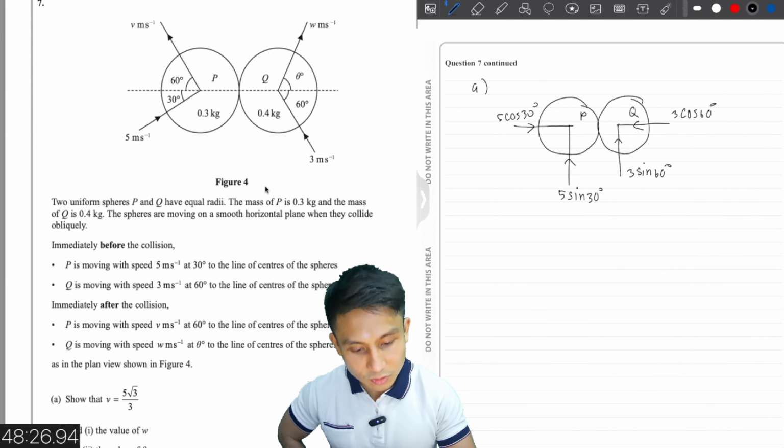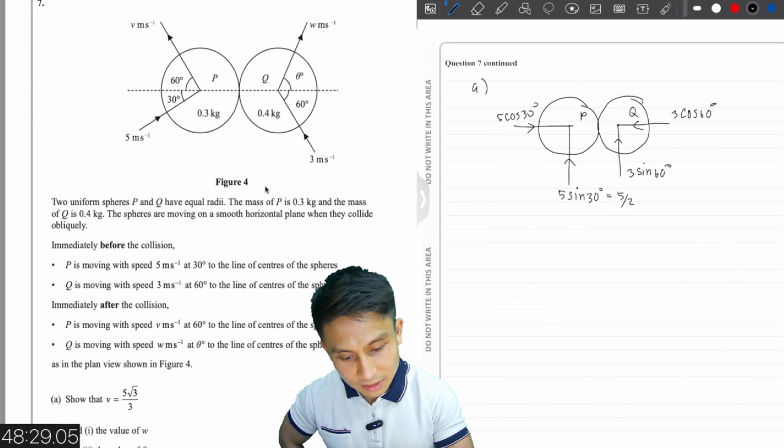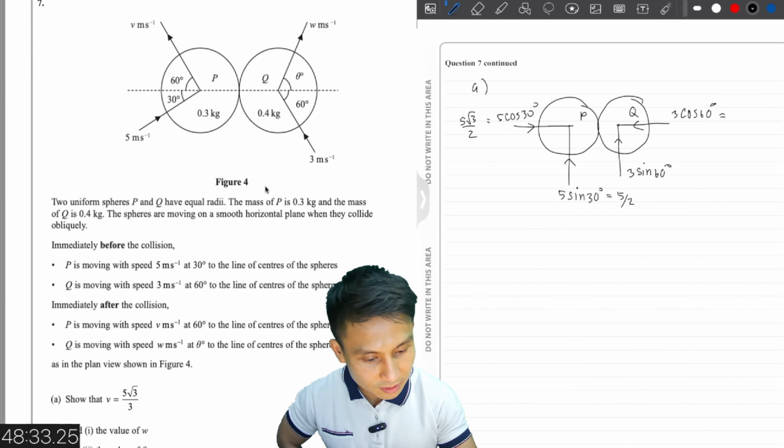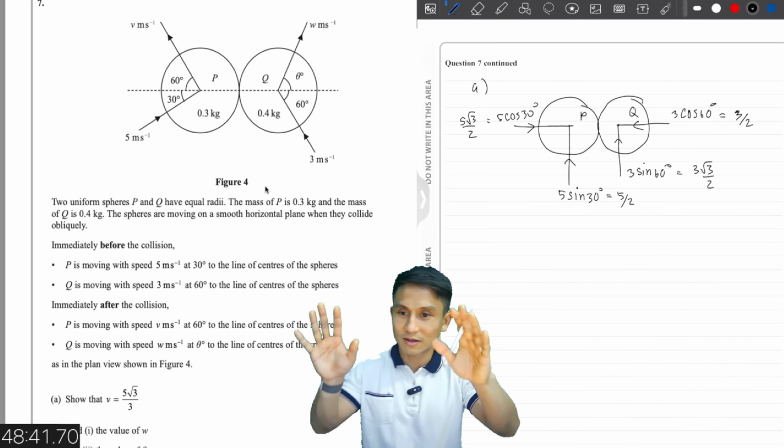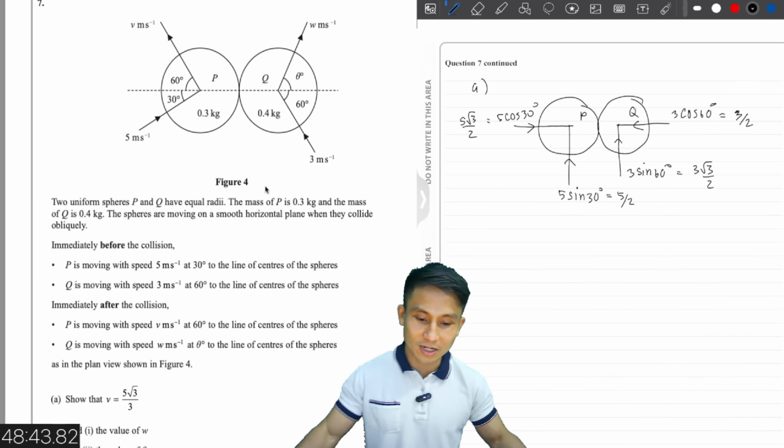Okay, so this is 5 over 2. This is 5 root 3 over 2. This is 3 over 2. This is 3 root 3 over 2. I just happen to know all the basic trig values there, right? You can check in the calculator.